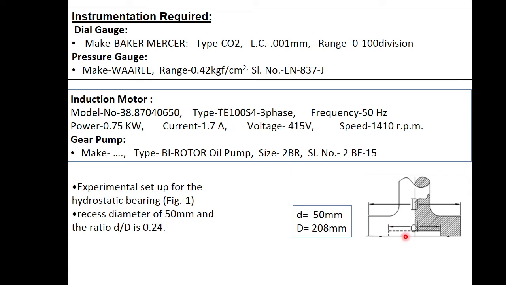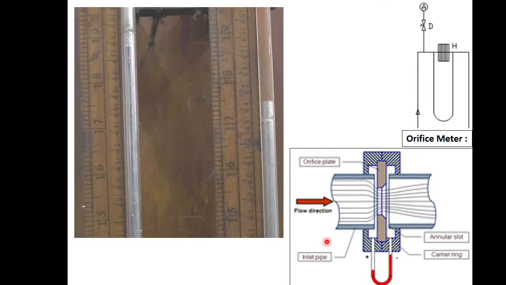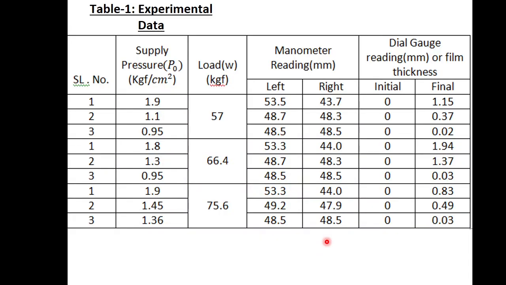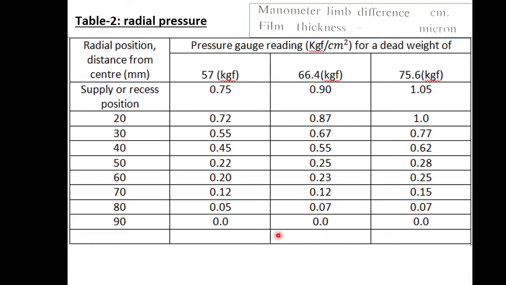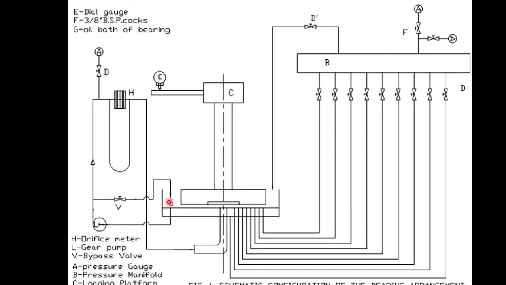See, the pocket diameter is 50 millimeter and the outer diameter is 208 millimeter. And then there are some tappings. What are the distances of the tappings? Here, you see, these are the tapping points. 20, this 20 means diameter is 40. 40, 60, 80, 100, and it is going up to 180. What does it mean? These are the tapping points.